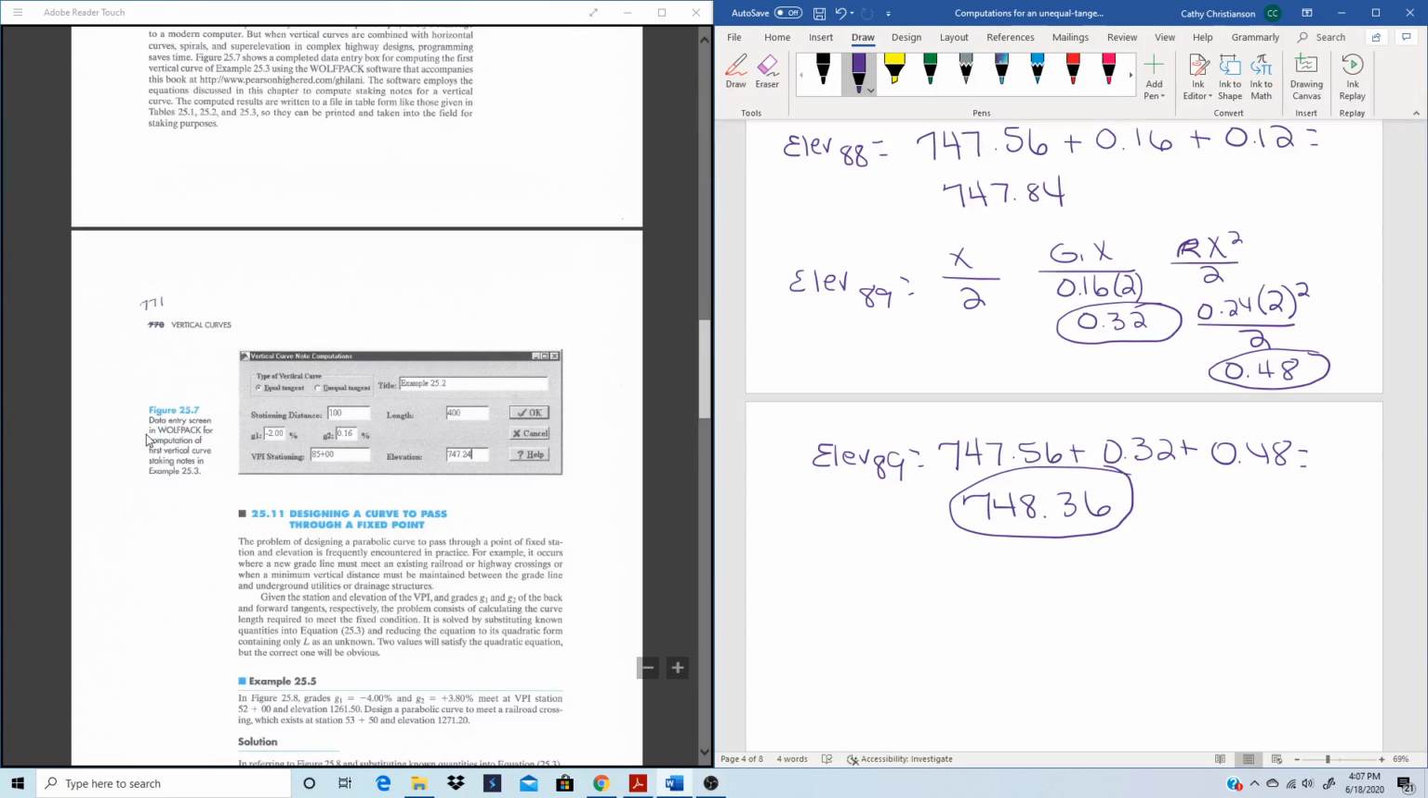So again, this is the wolf pack that I asked y'all if you want to copy down. That way you can kind of check your homework. Alright, so that's all for the unequal tangent curve. We did this in class Monday, but it's just a review to kind of help you when you're doing your homework.